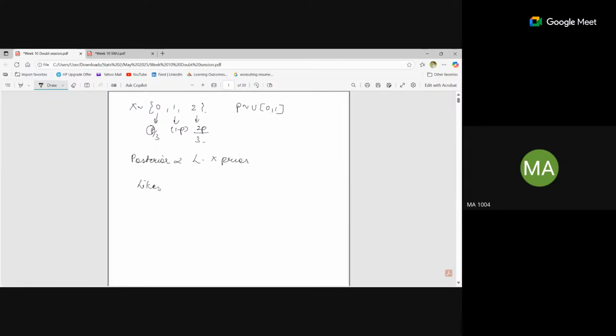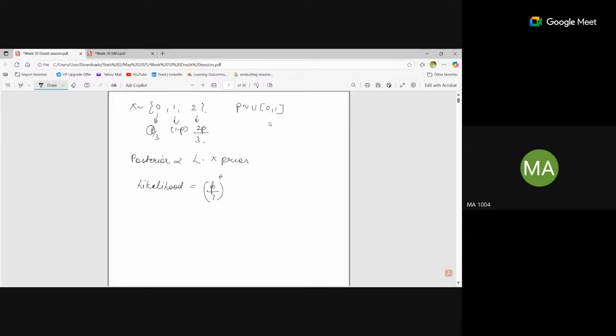What is your likelihood? It's Bernoulli, right? We have the samples as well. The probability of 0 is P by 3. Now, how many times is 0 occurring? That is 4 times.